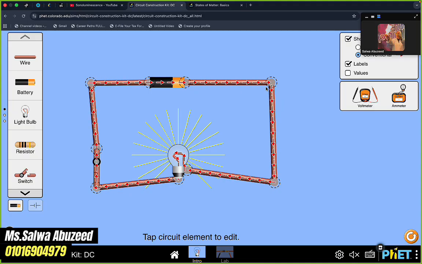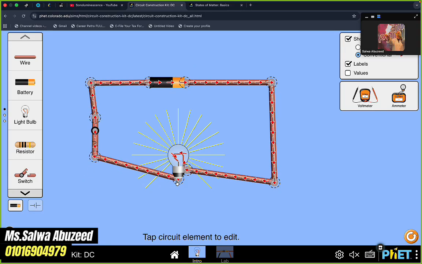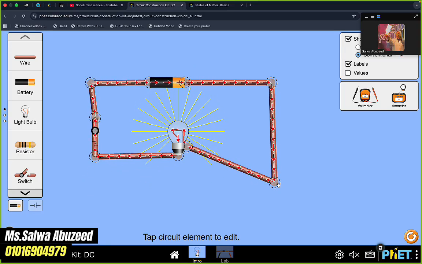If I want to increase the intensity of the light, I want to increase the brightness of the lamp, what will I do? I will increase the batteries. I will add another battery. Okay. Now, I called this series because it's all in one loop. What if I wanted a parallel? Let's do a parallel now.